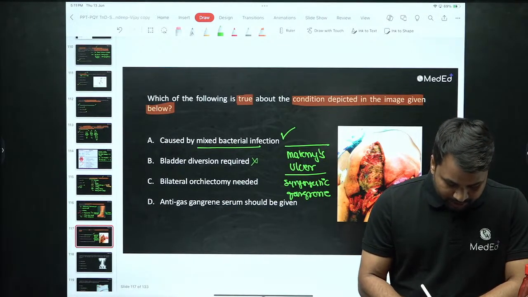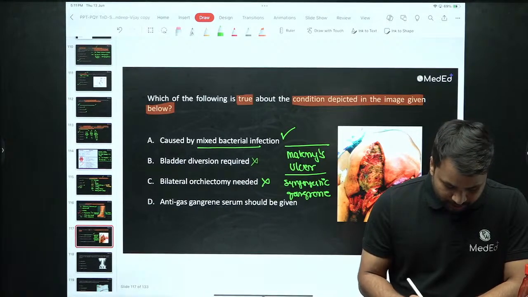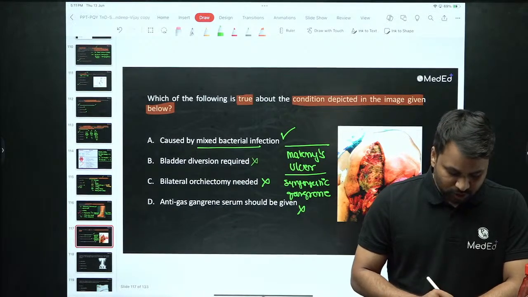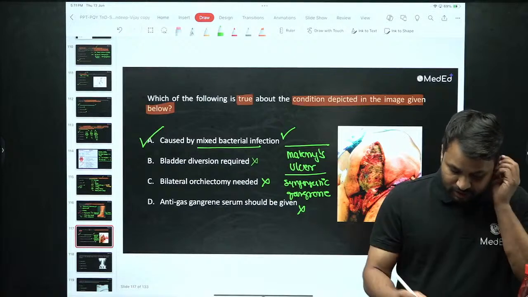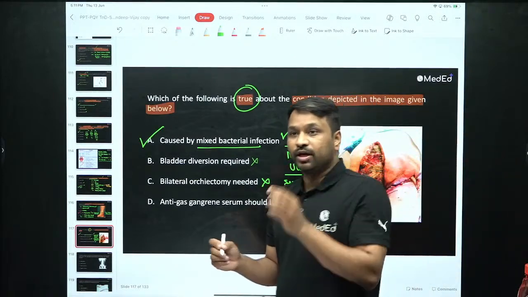It is not required. Bilateral orchidectomy is not required. Anti-gas gangrene serum is also not required. The answer which is true here is A. Right. So here you have to go with debridement.